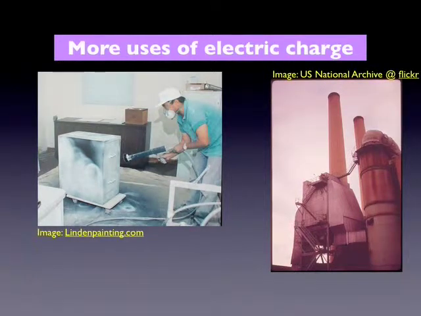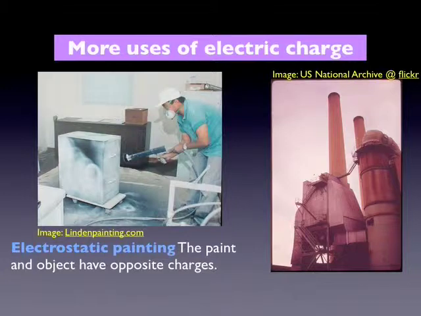Here are two more uses of electric charge. One of them is called electrostatic painting, and a metal object can be painted by a spray gun. The paint has one electric charge, the metal object has the other. The advantages are that you don't waste much paint, and also very strangely shaped objects can be painted in this way.